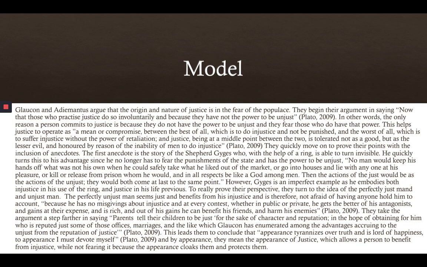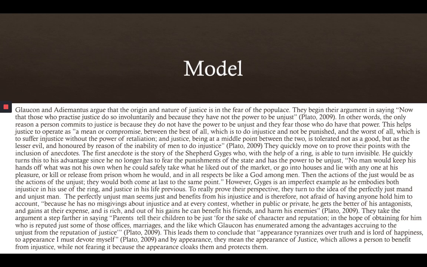So they begin their argument saying that now those who practice justice do so involuntarily because they have not the power to be unjust. I need to sort of unpack this because I've said fear and I haven't really made fear yet. So I say, in other words, the only reason a person commits to justice is because they don't have the power to be unjust, and they fear those who do have that power. Great. I've now connected my claim about fear to their idea about the involuntary nature. I'm attributing that involuntary things, why are they giving in involuntarily, to their fear. And then we can continue, right?